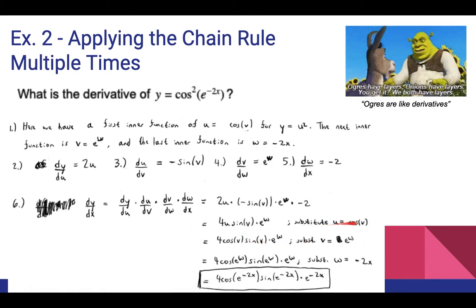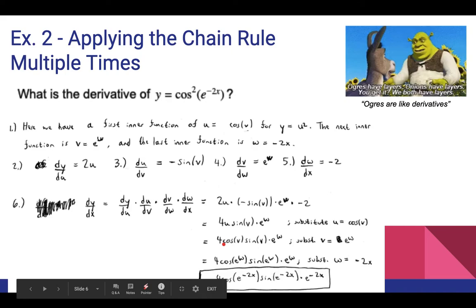First, we're going to substitute u equals cosine of v. Okay, we're going to work our way from the outside in. So that gives us 4 times cosine times sine times e to the w. And then we're going to substitute v equals e to the w in, leaving us with e to the w inside now. And then lastly, we substitute negative 2x in to get our derivative: 4 times cosine of e to the negative 2x, times sine of e to the negative 2x, times e to the negative 2x.